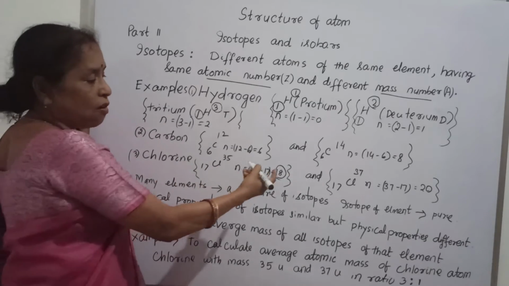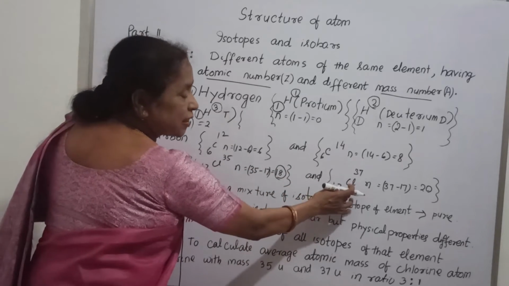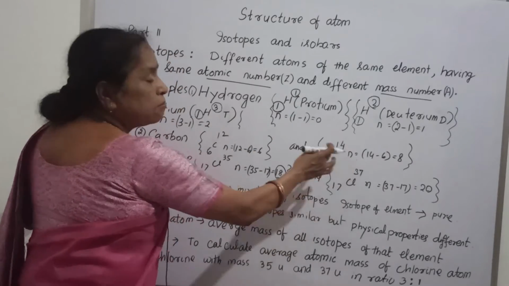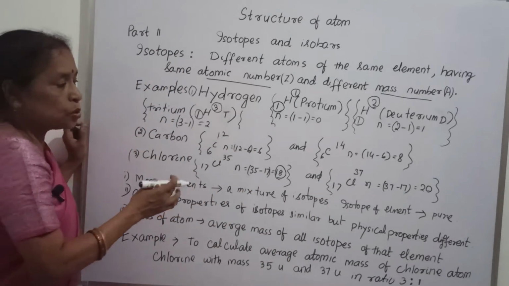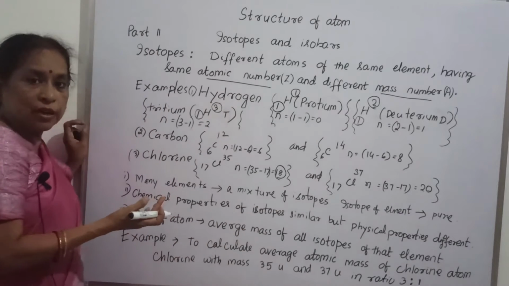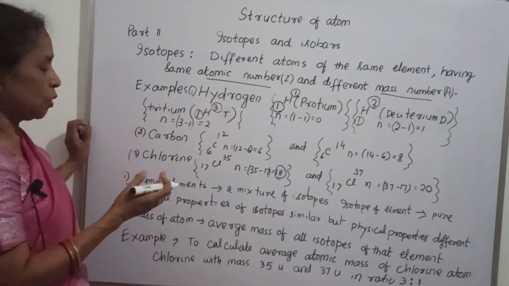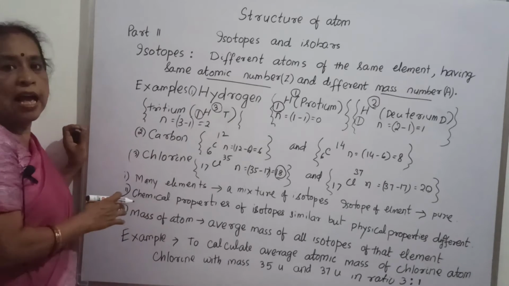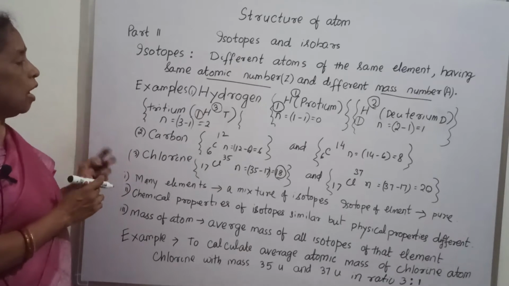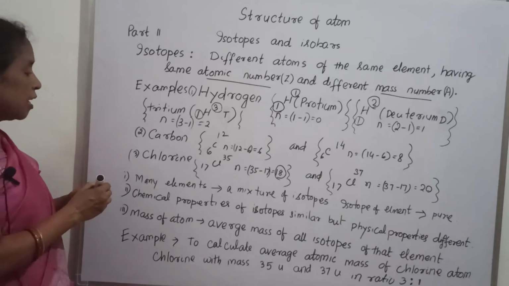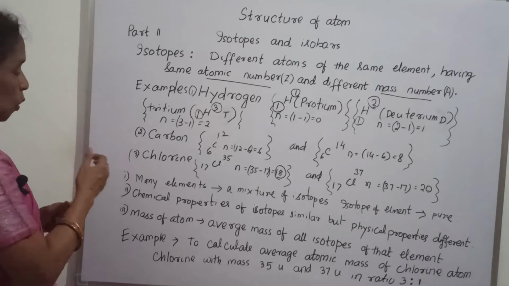Similarly, the second one is 17Cl37, which means atomic number 17, mass number 37. So what is the value of N? 37 minus 17, that is equal to 20. These are the examples of isotopes: one is hydrogen, the second is carbon, and the third one is chlorine.